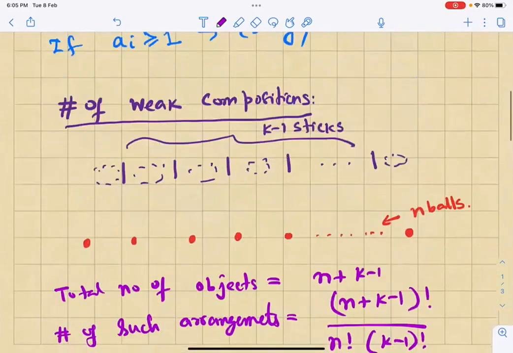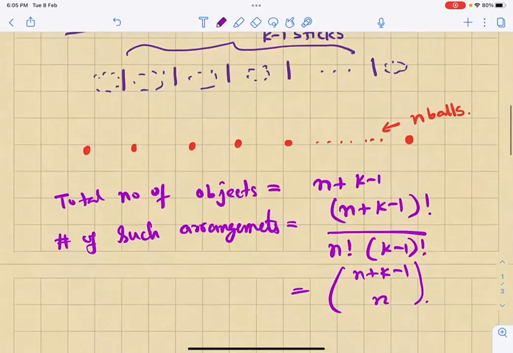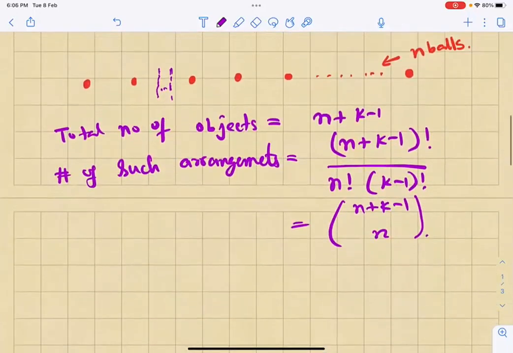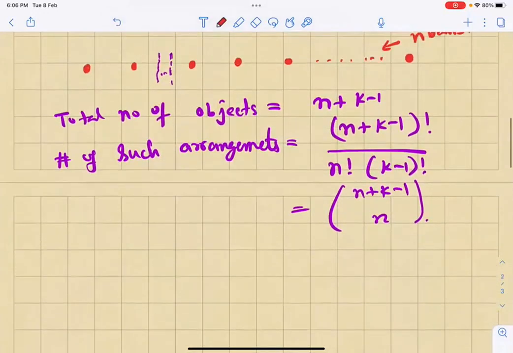This is not difficult. And now imagine that this does not prohibit some box from being empty, right? We allow some box to be empty because two sticks can come side by side. So the box shown by these two sticks is empty. It does not contain any ball. So this is the number of weak compositions. And what are strong compositions?